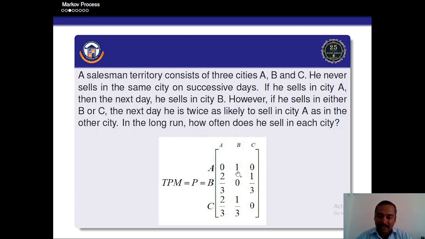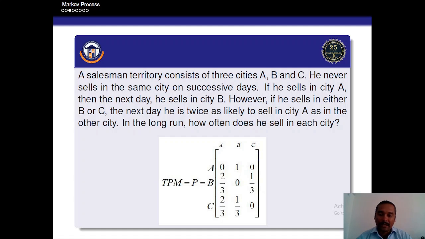Now check whether it satisfies the TPM condition or not. So now add all the values in each row, which is equal to 1. So it satisfies the condition. And for the second and third row also, that is 2 by 3 plus 1 by 3 equal to 1. So it is a TPM for the given process.